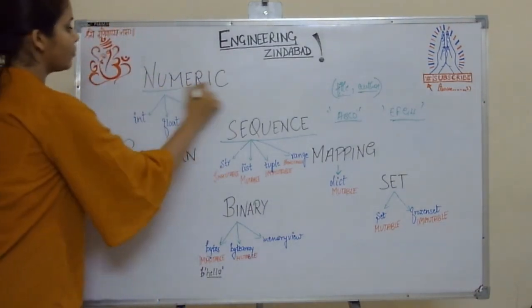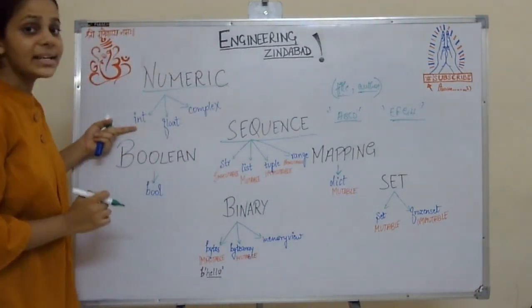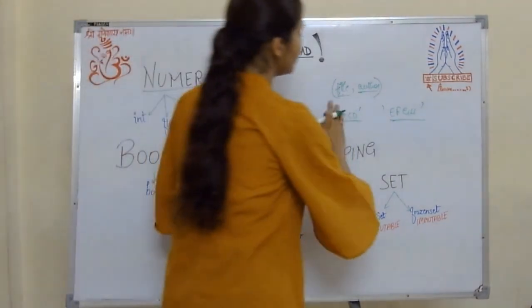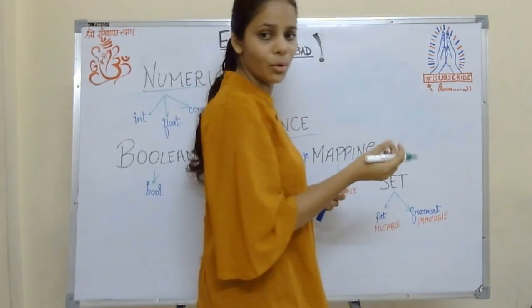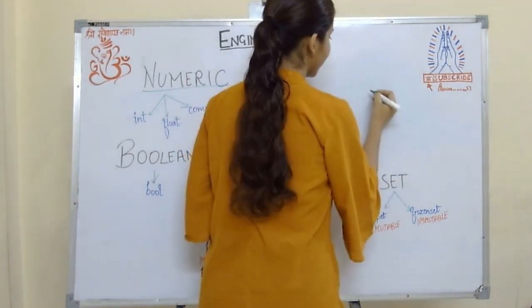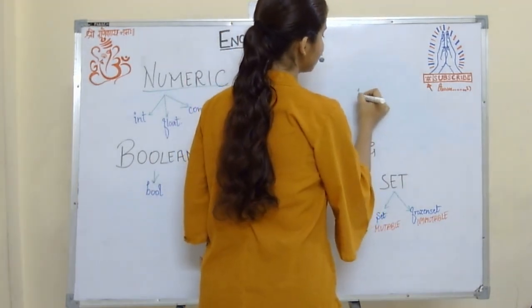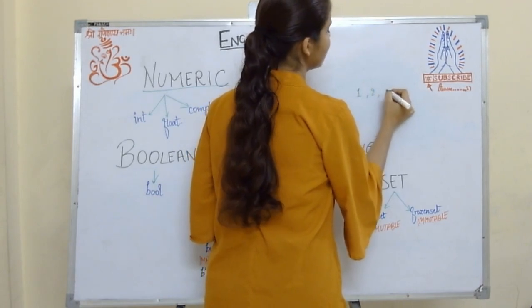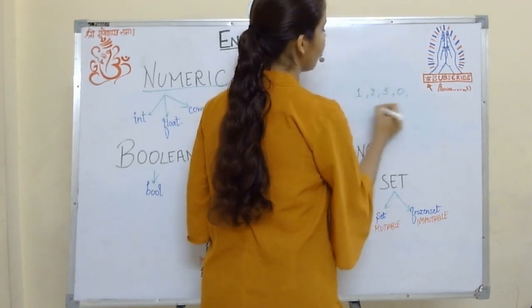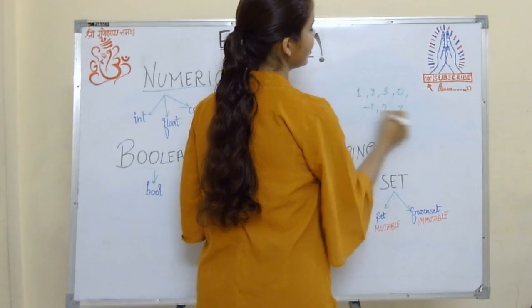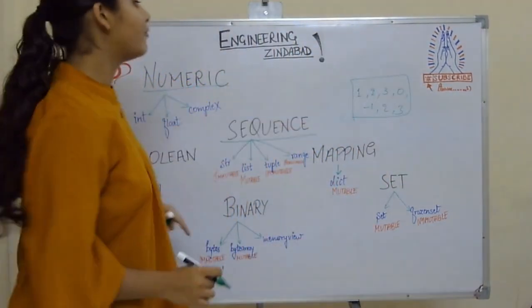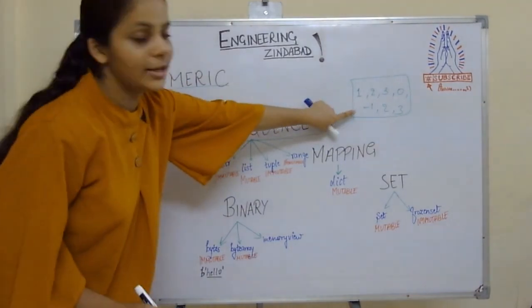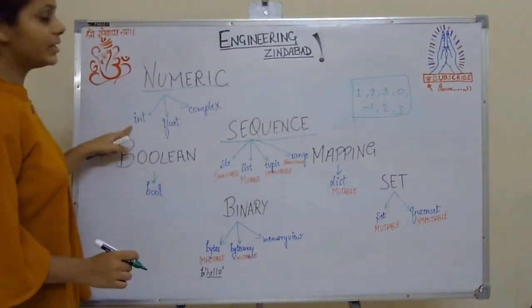The first one, from numeric, is int, or the integer type of data. We all know about integers, right? Simple numbers that are not fractions or decimals, either positive, negative or zero. The values I have written are all integer type values, and when we use these values, they come under this type.